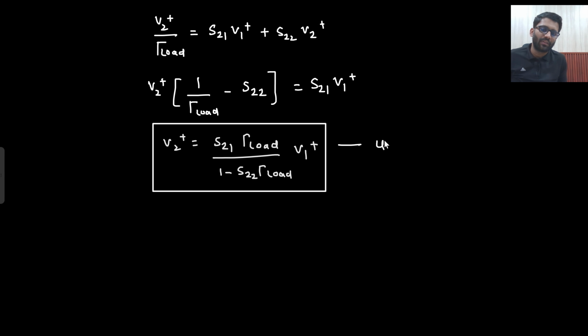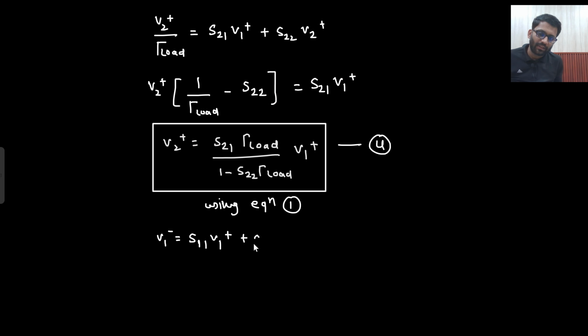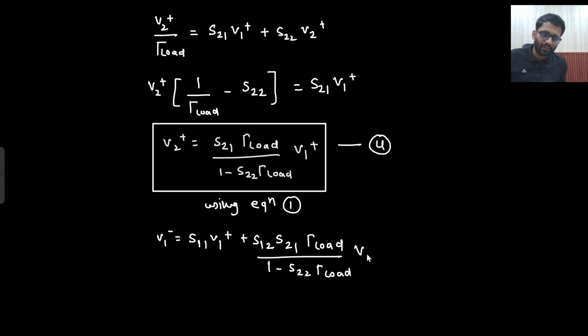Now using equation 1: V1 minus is equal to S11 V1 plus S12 V2 plus. But in place of V2 plus, what am I going to put? I am going to put S21 gamma load divided by 1 minus S22 gamma load, into V1 plus. So what are you getting?